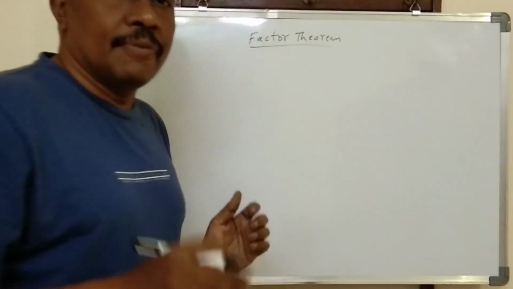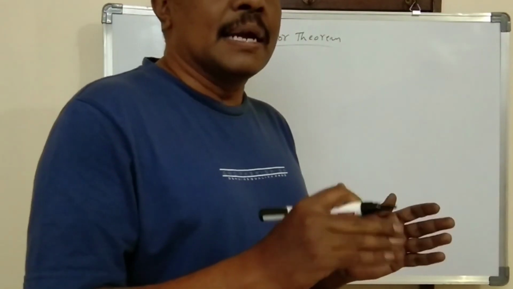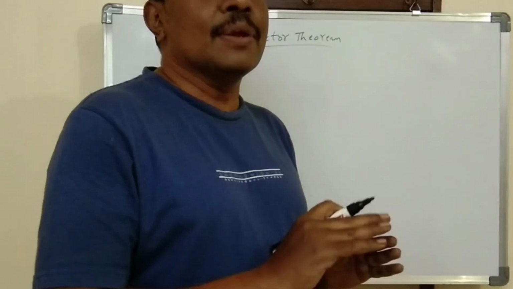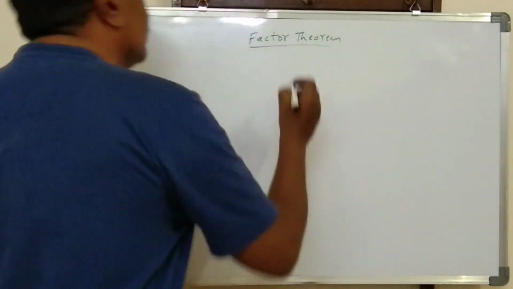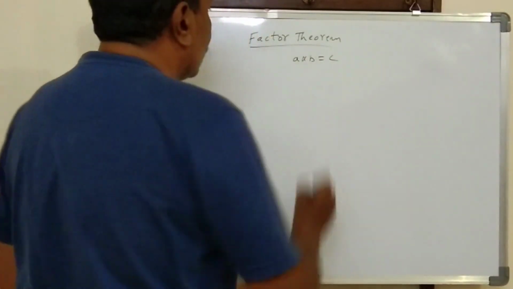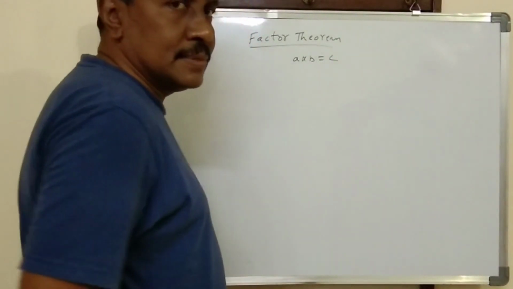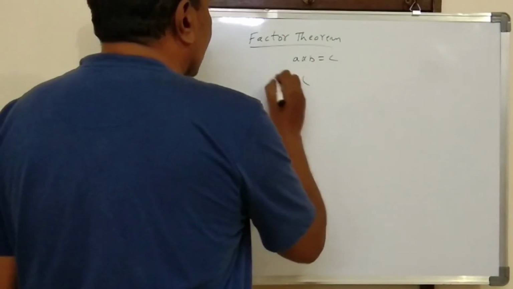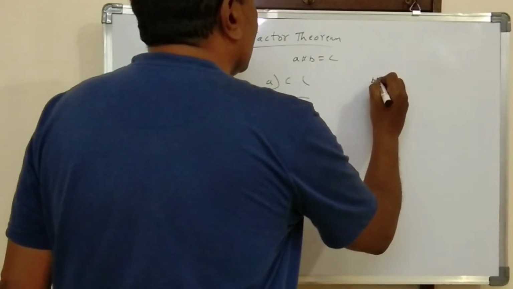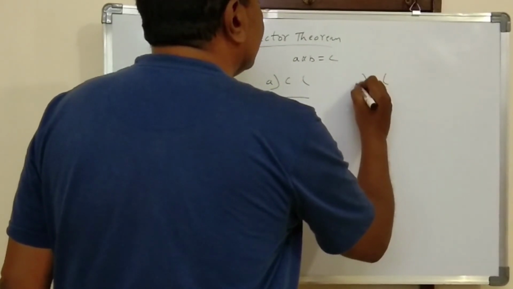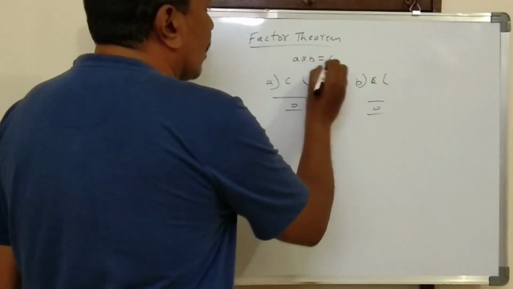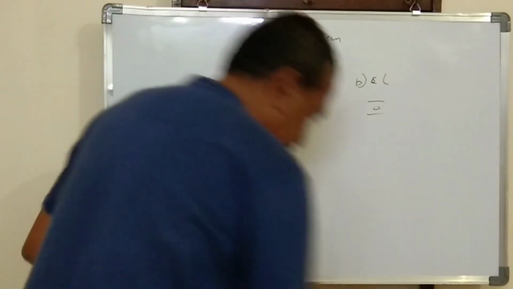Or you can say that if a number divides another number exactly. What do you mean by exactly? Leaving no remainder. For example, A into B is equal to C. So this A and B are factors of C. If you divide C with A, you will get a remainder 0. If you divide C with B, you will get a remainder 0. That's why you can say that A and B are factors of C. Okay.